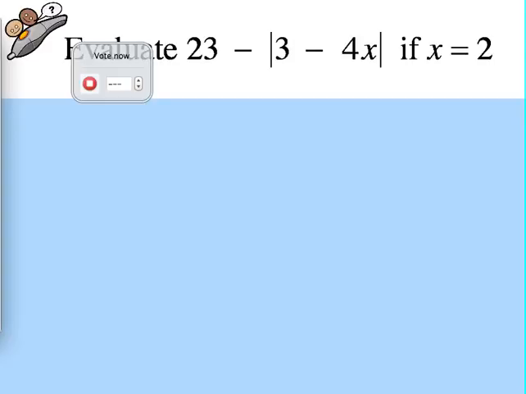I want you to do this one for me. Evaluate 23 minus the absolute value of 3 minus 4x. And I want you to place your answer on your expression, please.